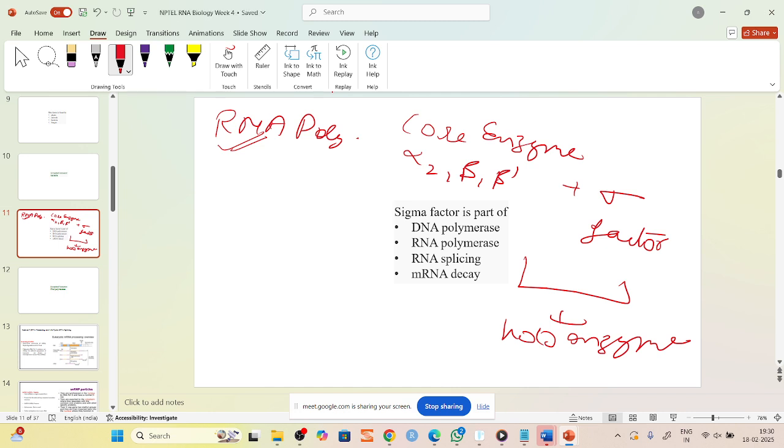the recognition of the promoter sequence. So only when the RNA polymerase can recognize the promoter sequence, it can sit on the promoter sequence and it can initiate the transcription process. So for the promoter sequence to be recognized, sigma factor has to come and convert this core enzyme into a holoenzyme. Therefore, the correct answer would be RNA polymerase.